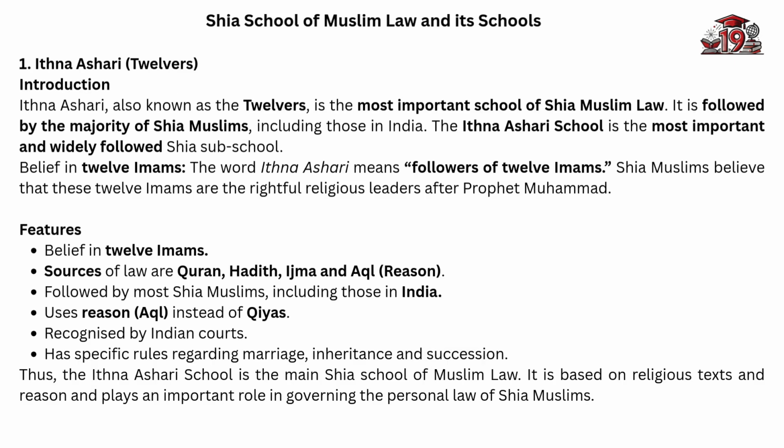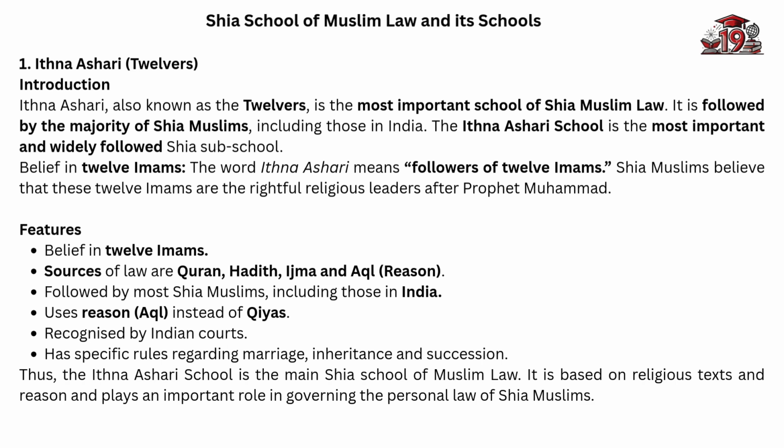Ithna Ash'ari, the Twelvers. Introduction. Ithna Ash'ari, also known as the Twelvers, is the most important school of Shia Muslim law. It is followed by the majority of Shia Muslims, including those in India. The Ithna Ash'ari school is the most important and widely followed Shia sub-school. Belief in 12 Imams. The word Ithna Ash'ari means followers of 12 Imams. Shia Muslims believe that these 12 Imams are the rightful religious leaders after Prophet Muhammad.